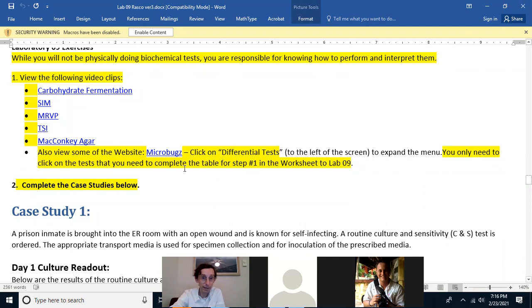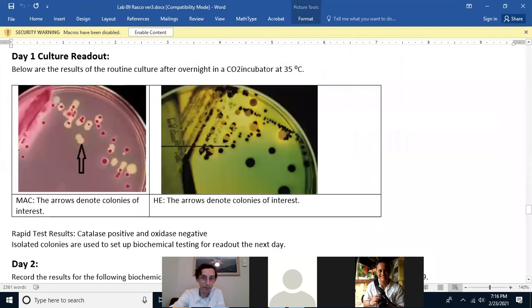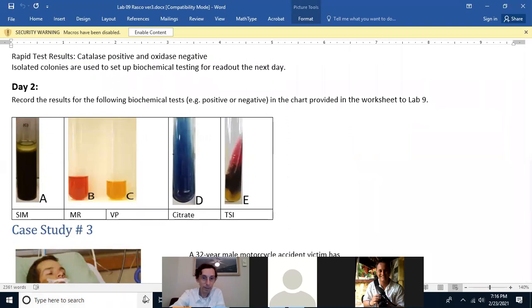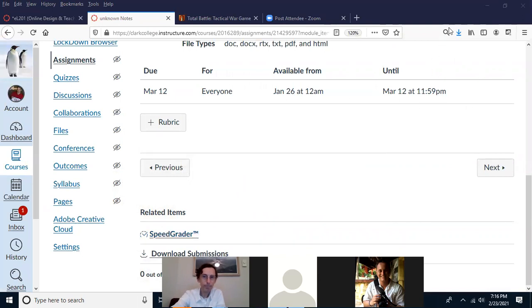You'll need to complete the table in step 1 of the worksheet to Lab 9. Let me see if I've got the worksheet here. I don't think I have it here. Nope. Come on.